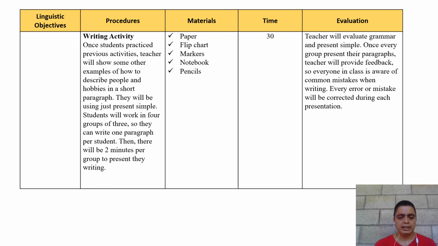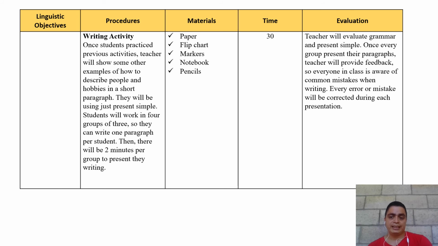And then there will be 2 minutes per group to present their writing. So they will be just doing a little presentation. And for this, they will just need materials like paper, flip chart, markers, notebooks, and pencils. So they have 30 minutes because remember, writing is a very difficult skill if you don't do your best, but if you practice, it will be easy. So for the evaluation, the teacher will evaluate grammar and present simple.